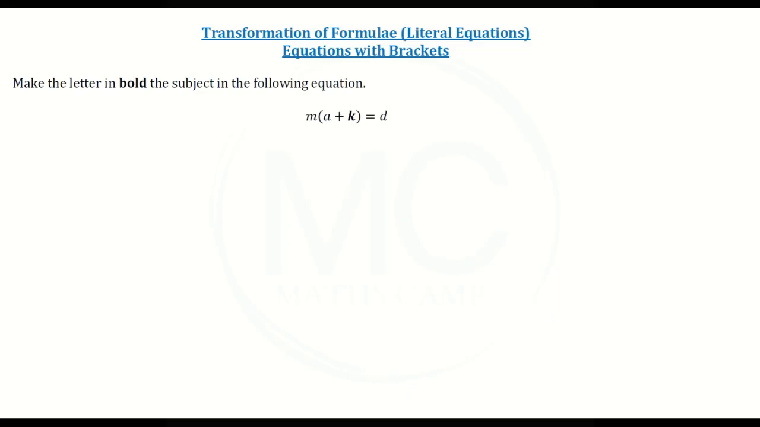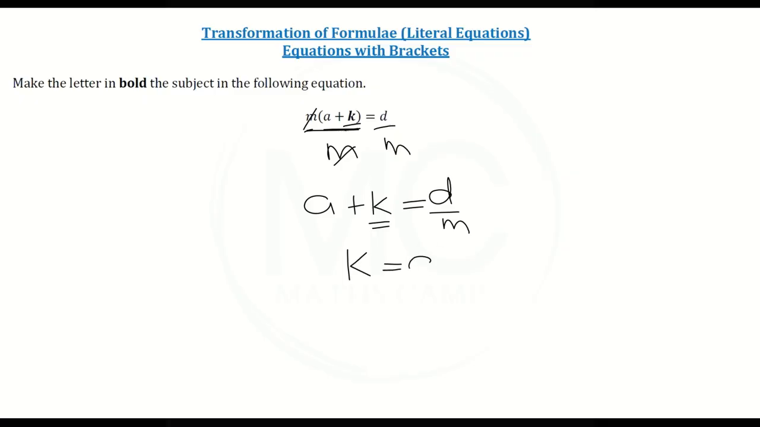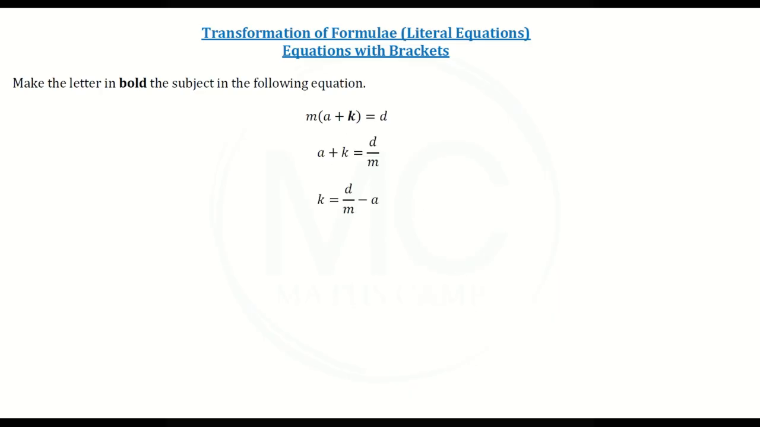Let's do another one. In this case, the bracket a plus k is multiplied by m. So the first thing we need to do is divide both sides by m. On the left, the m's will cancel, and we're left with a plus k. And on the right, we now have d over m. K is our bold letter over here. So we can leave k where it is. On the right-hand side, we have d over m. Then we're going to move a, so we say minus a. And k is now the subject of the formula.